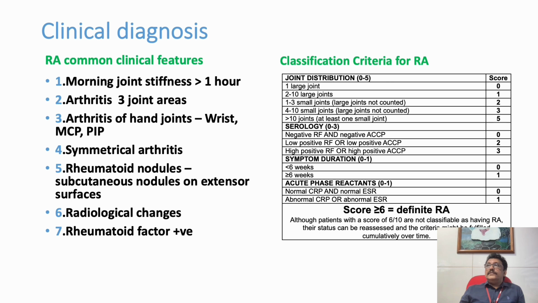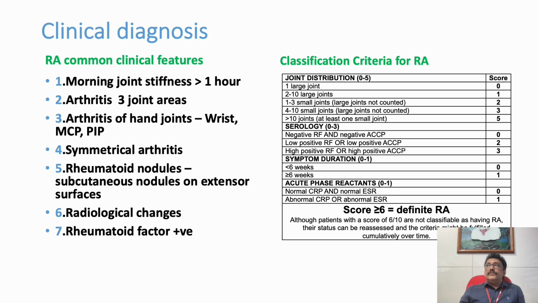Then arthritis will be there in 3 or more joints. That is very important, especially small joints of the hand like proximal interphalangeal joints, metacarpophalangeal joints, wrist joints. All these small joints of the hand are involved. So wrist, metacarpophalangeal and proximal interphalangeal joints are the classical joint involvement in rheumatoid arthritis.